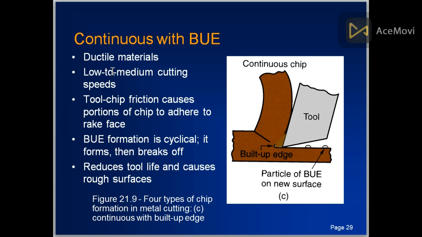Continuous with built-up edges. This can happen in ductile material, at low to medium cutting speeds, with high tool-chip friction. The built-up formation is cyclical. It forms and then breaks off, forms and then breaks off. This is known as built-up edges. Some particles are left on the new surface. In this the chip is always continuous, but there are some edges. It reduces tool life and causes a rough surface.